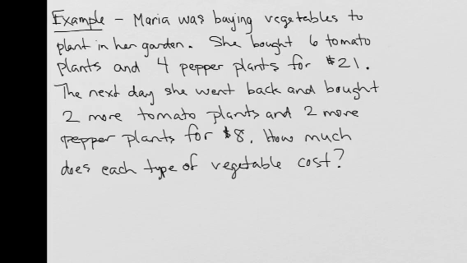All right, so first example. Maria was buying vegetables to plant in her garden. She bought 6 tomato plants and 4 pepper plants for $21. The next day, she went back and bought 2 more tomato plants and 2 more pepper plants for $8. How much does each type of vegetable cost? If it's me, the first thing I'm going to do is set up a variable. I'll use x for tomato and y for pepper.